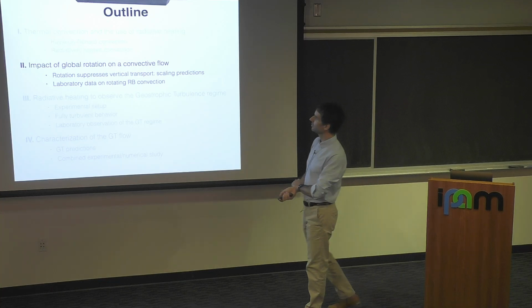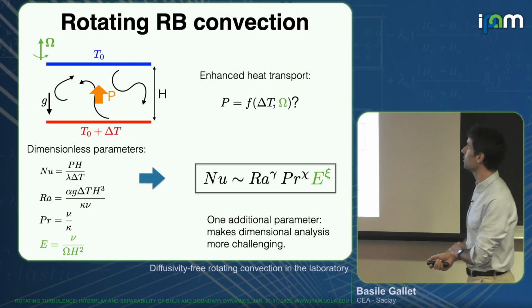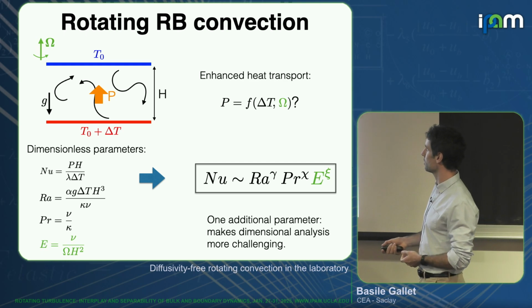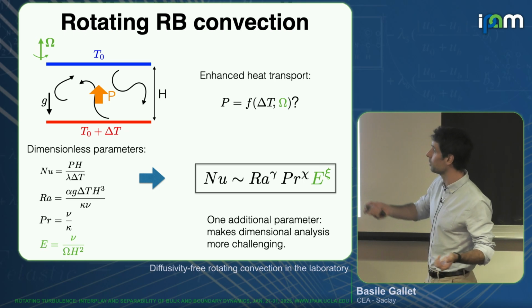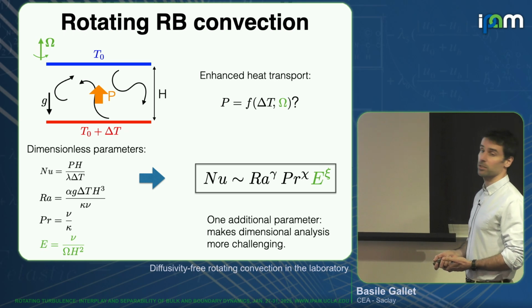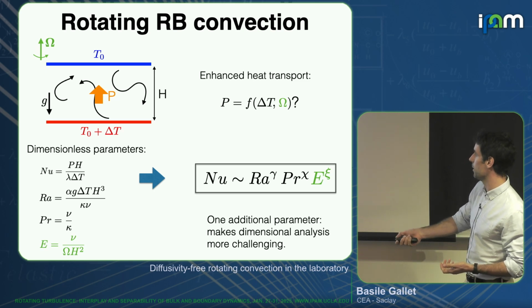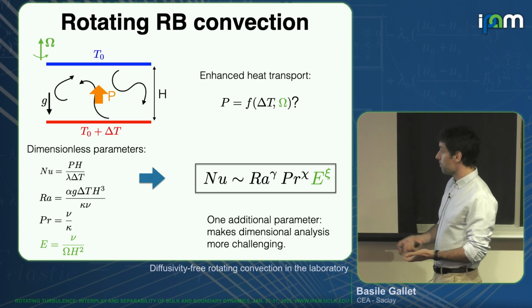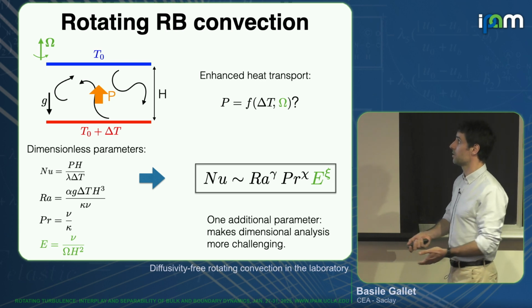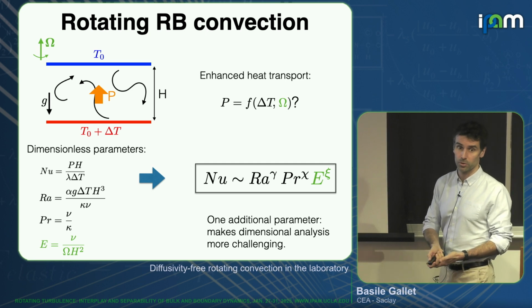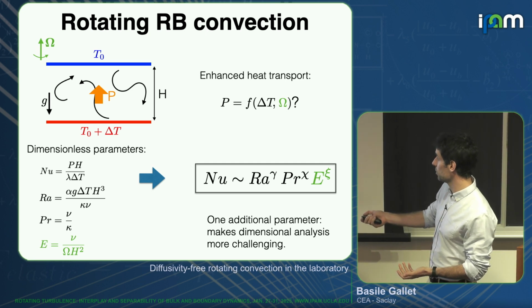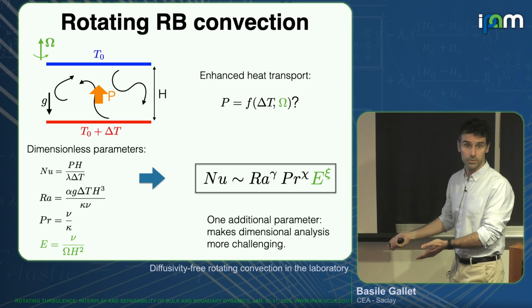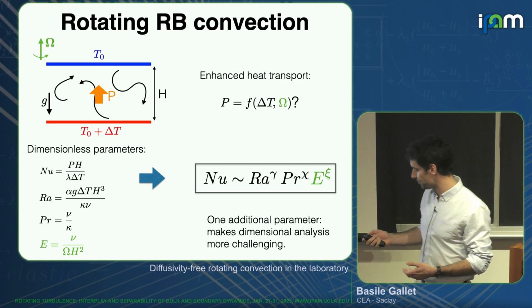Okay. So now, the impact of global rotation on a convective flow, right? Rotating Rayleigh-Benard convection. We've had great talks on the topic. Now there's rotation, an additional dimensionless parameter. Typically, you could use the Ekman number. And Nusselt should be a function of Rayleigh, Prandtl, and Ekman. That makes dimensional analysis challenging, because the reasoning I've shown you before for non-rotating convection will not be sufficient to determine the 3 exponents just based on the diffusivity-free assumption. So you have to say something more.